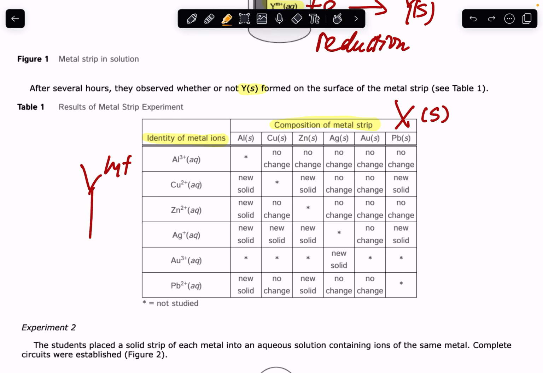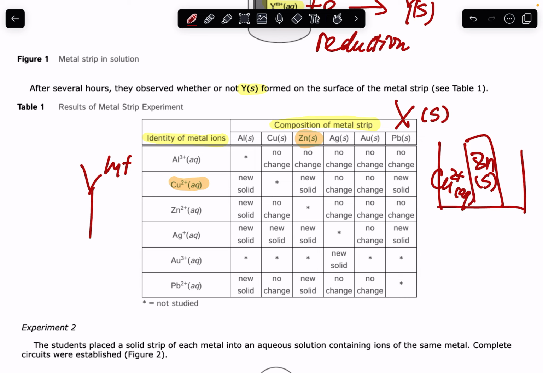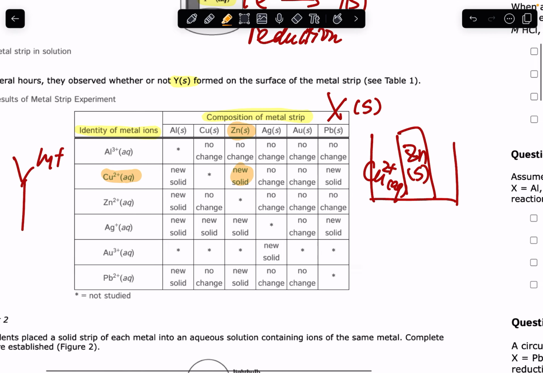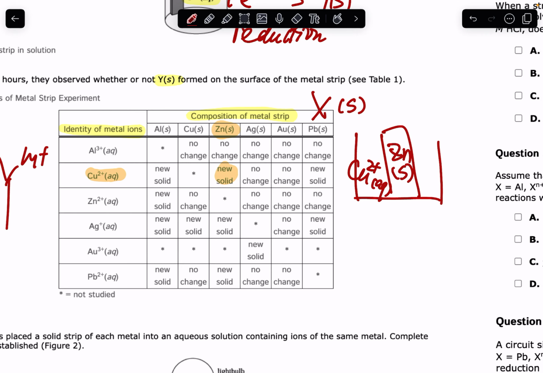So let's just pick, let's say zinc, right? When the solid is zinc. So basically, if this is my beaker, and then I have this zinc solid metal strip, right? And then let's say I will have this copper, right? And then my ion will be Cu2+(aq) in my solution, right? And then we see that as time goes by, there's a new solid that gets formed, right? So the new solid must not be the old solid that is the zinc solid. It must be the copper solid that's the new solid, right?